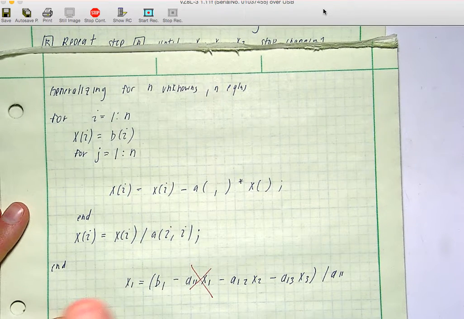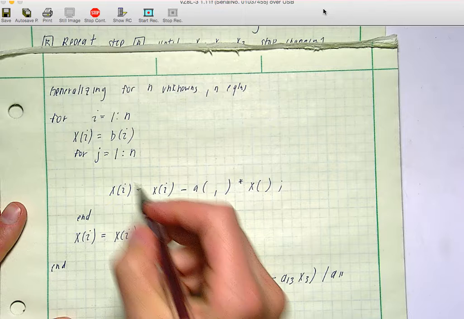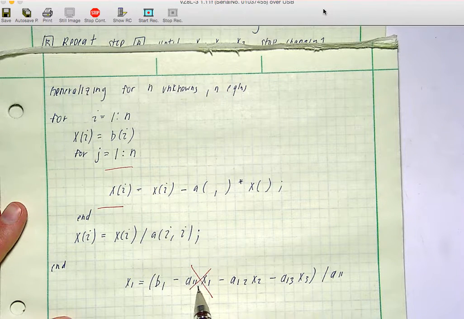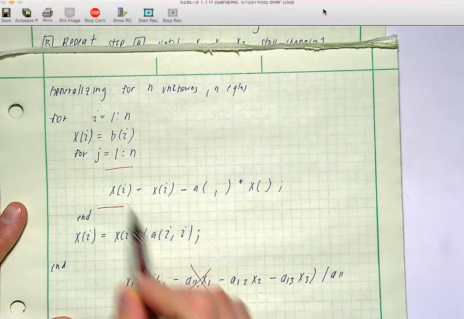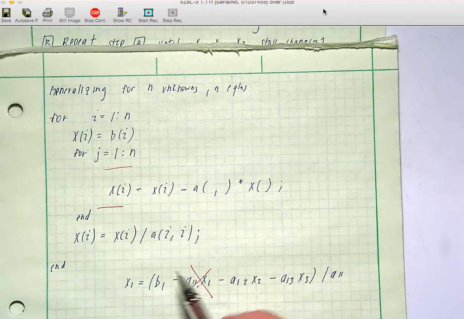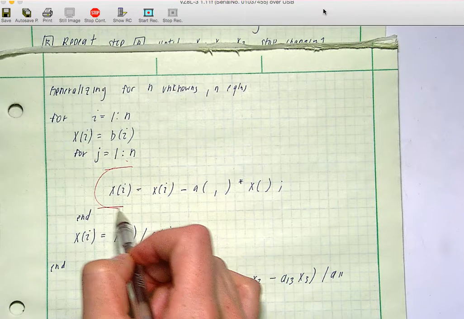There are two things people do, and I'll let you figure out where to place this. One thing is people do an if statement, and they only do this if i and j are not equal. If they're equal, then it would skip this. So that would be easy. You just put an if statement around it.